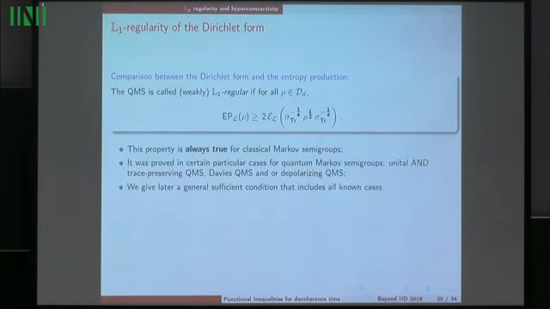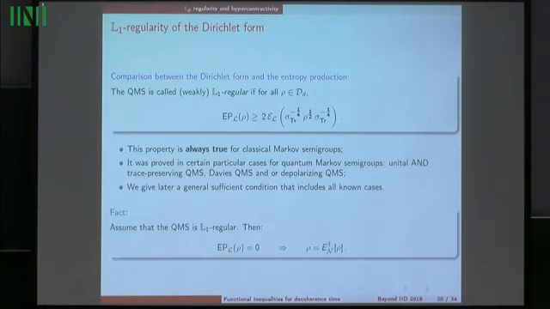Okay, so this property is always true for classical Markov semigroups. And unfortunately, in the quantum case, it was proved only for several examples: for unital and trace-preserving quantum Markov semigroups, for Davies semigroups, and for the depolarizing semigroup. And we will give later a general sufficient condition in order to get this, which includes all the known cases. Okay, and now what I said is that if the quantum Markov semigroup is L1 regular, then the zero set of the entropy production is the correct set.